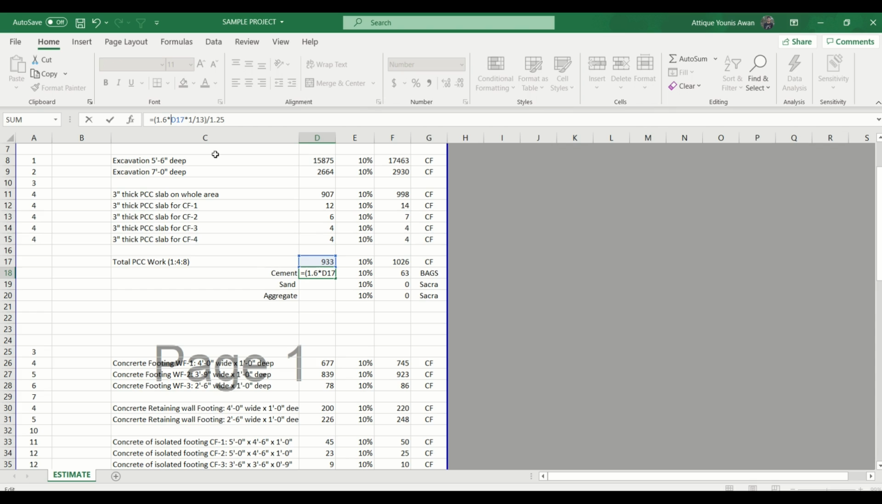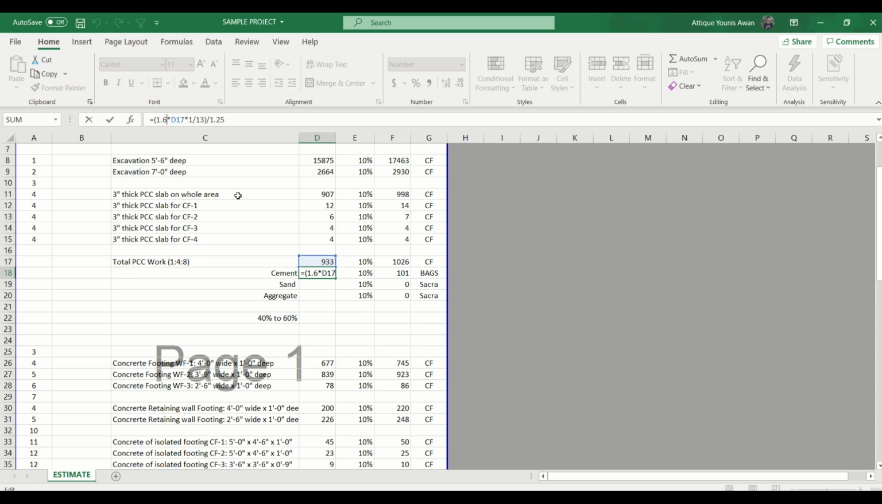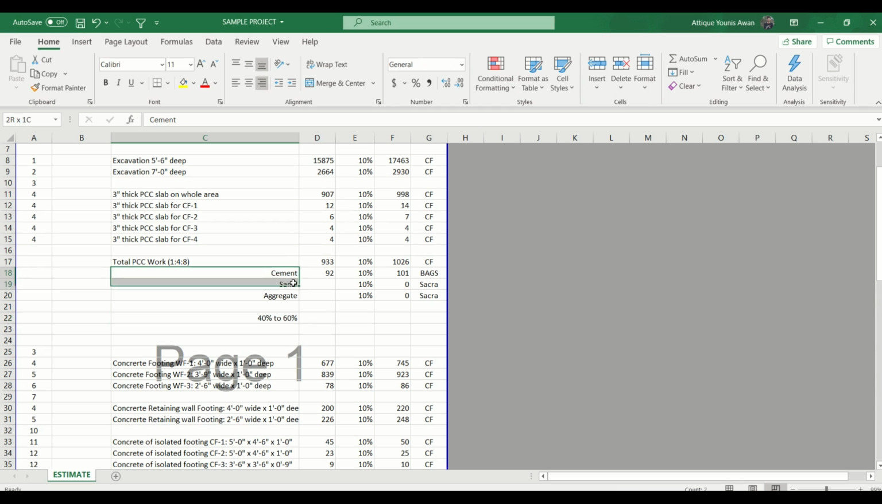we are going to have the ratio of 1. Normally our ratio varies from 40% to 60%. So for our safety purposes I am going to take it on the upper end, that is 60%. So I have multiplied my whole quantity with 1.6, so that is 60% more quantity. So this is how we are going to calculate the quantities of cement, sand and aggregate.